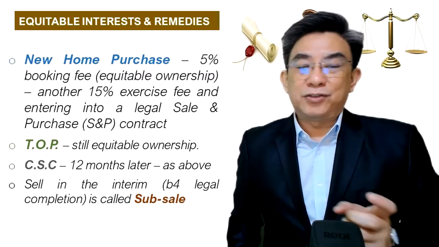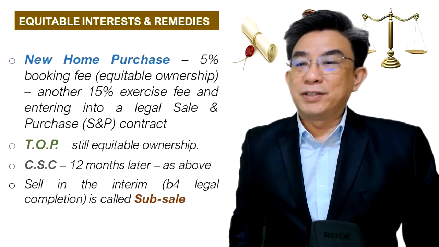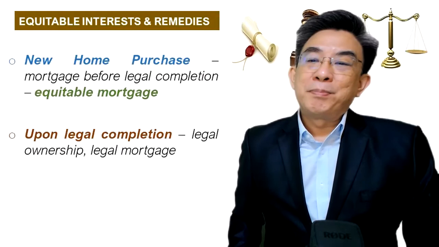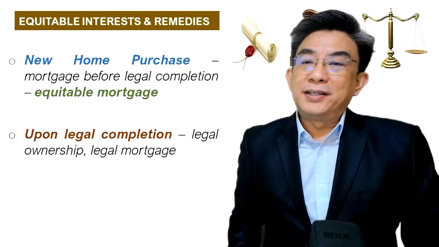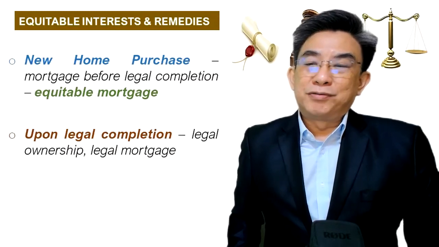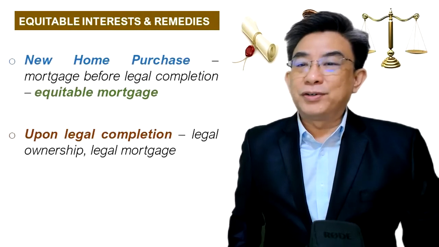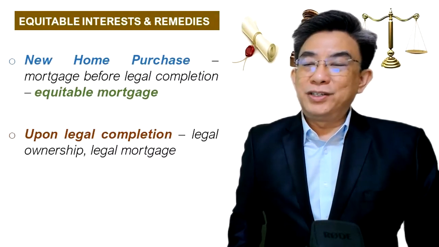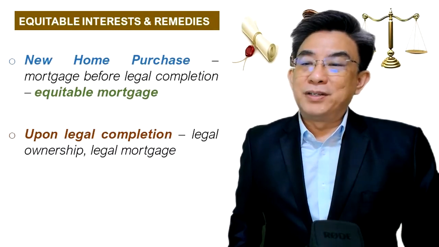So in the interim, that 3-4 years, if you sell the unit, it's considered a sub-sale. That means it's still an assignment of contract. You're not the legal owner yet. On the day of legal completion for the new home, the mortgagee, the bank that lent you the money, will upgrade from equitable mortgagee during the interim period of 3 to 4 years to legal mortgagee, meaning the bank's name will be inside your title. Of course, you yourself will then be the legal owner.